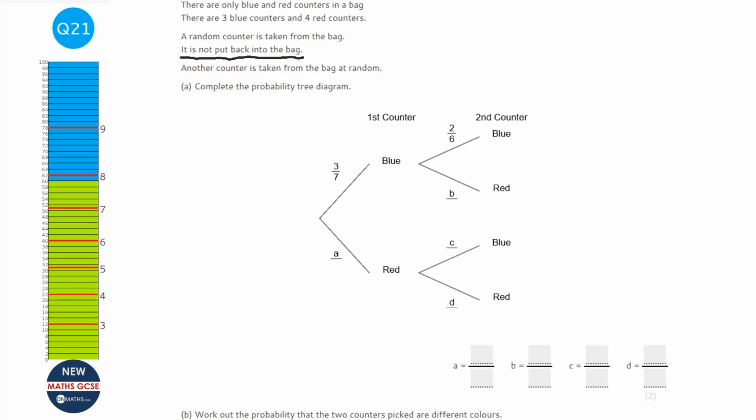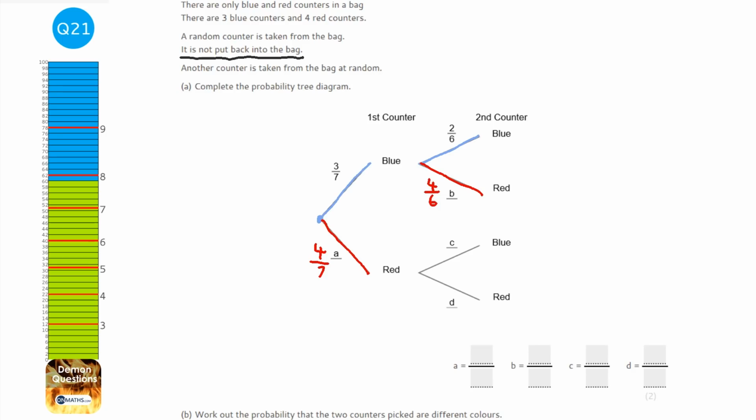Okay, the way probability trees work is you start on the left-hand side, and you have an option. You can either go up if you pick blue, or down if you pick red. Now, because you have to pick one of the options, the two options have to add up to 1. So if blue is 3 over 7, the bottom one must be 4 over 7. Has to be, because then it adds up to 7 over 7, which is 1. Now, if we picked a blue on our first counter, the probability of us picking a blue again is 2 over 6. So therefore, the probability of us picking a red will be 4 over 6.